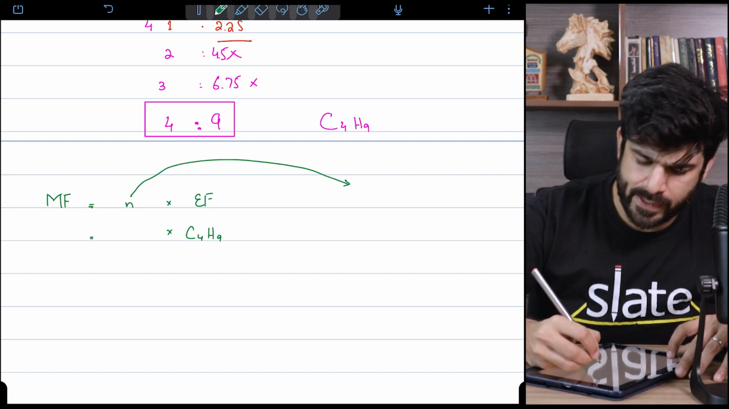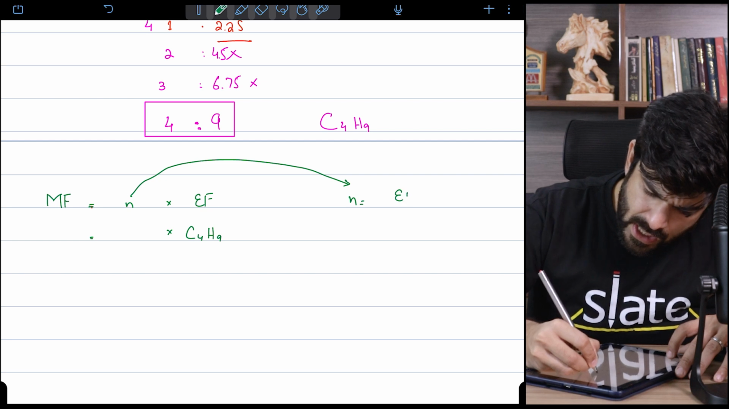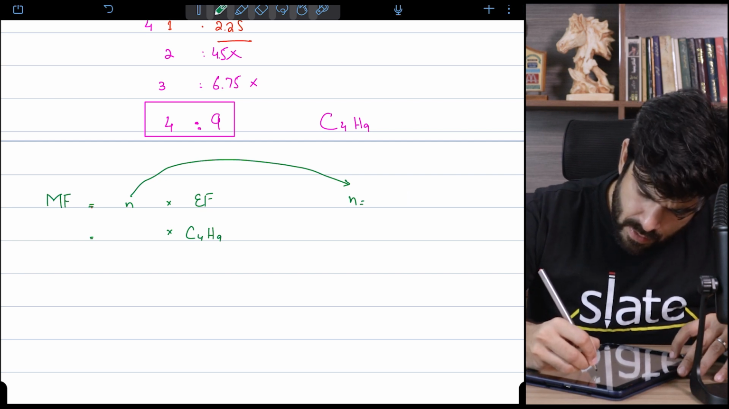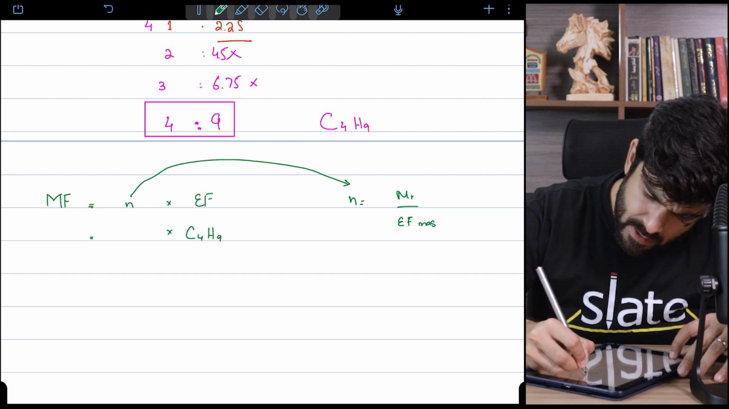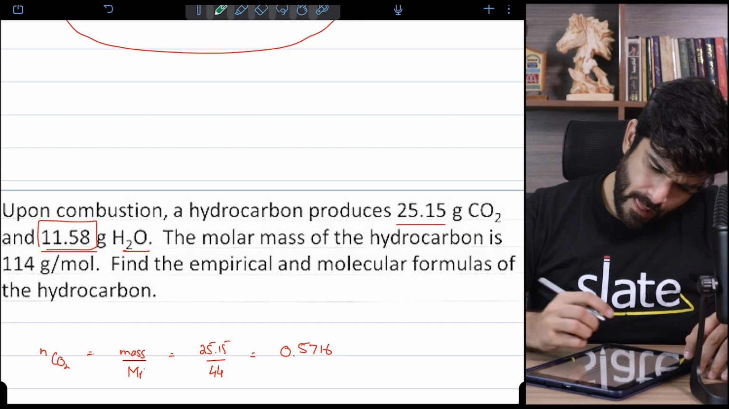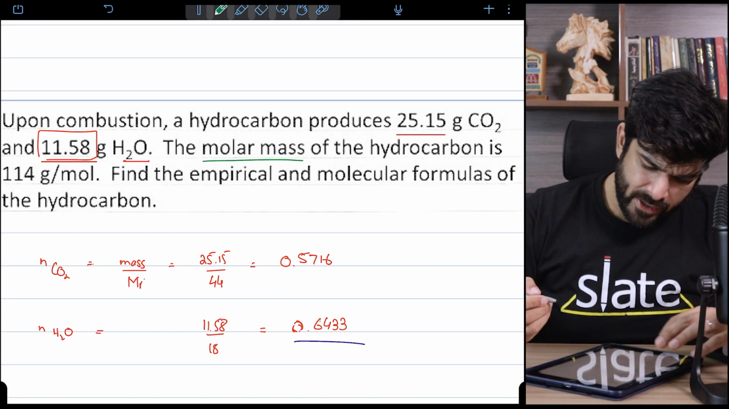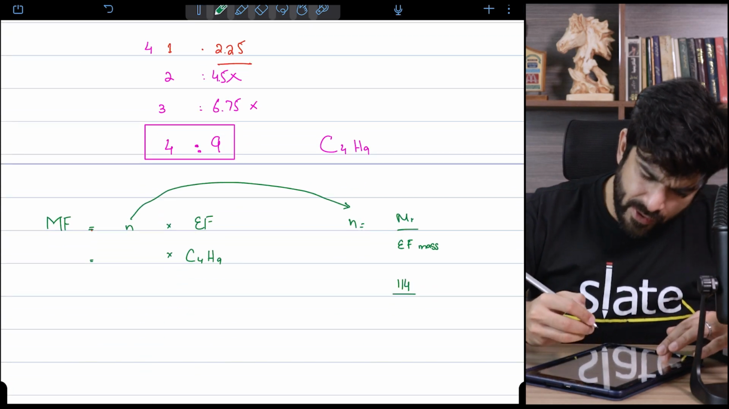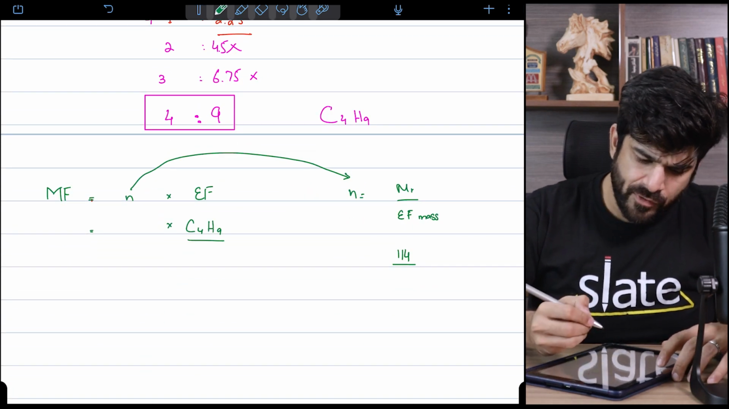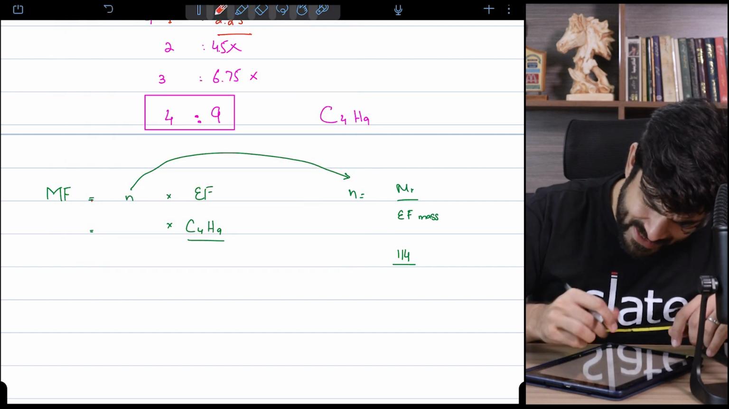How to calculate N? N equals MR divided by empirical formula mass. MR is given. Molar mass, MR, it's the same thing, 114. While we are going to divide it by the mass of the empirical formula. So what is that?